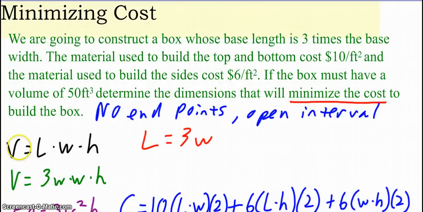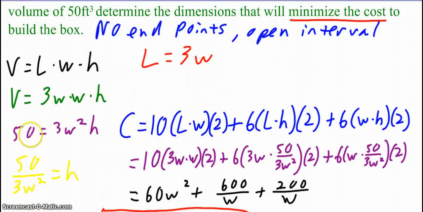Okay, so what relationships do I know? Well, I know the volume is length times width times height. I know the length is 3 times the width. I know the volume is 50 feet cubed, so if I substitute in 3w for L here, I end up with 50 equals 3w squared times h, and so I know h is 50 over 3w squared.